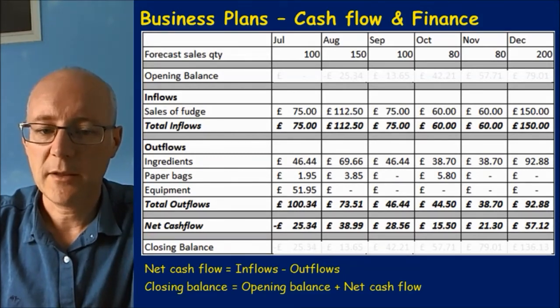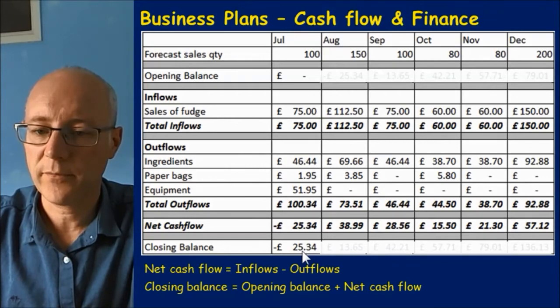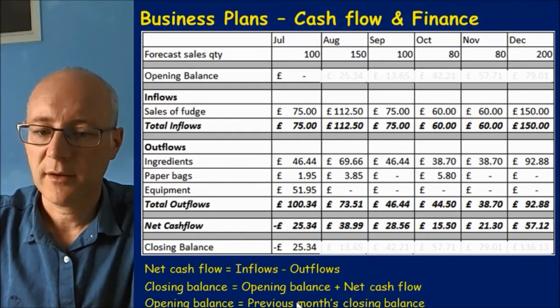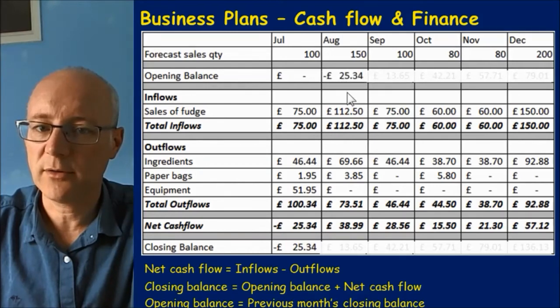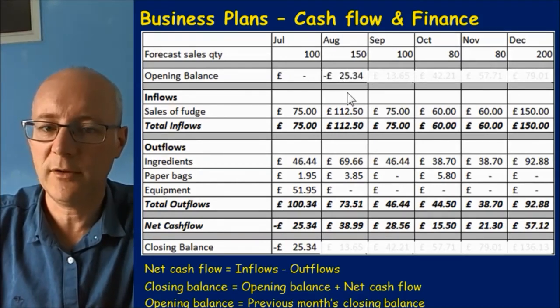Okay, so in the first month in July, I'm starting with no money because I've not made any money yet. And then I've got to add to that my net cash flow, which is a negative figure, which means that my closing balance is actually negative again at minus £25.34. The opening balance is always then just the previous month's closing balance. If I end July on minus £25.34, I'm then beginning August also on minus £25.34.